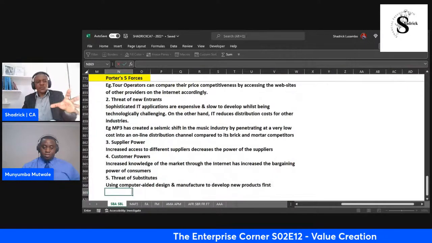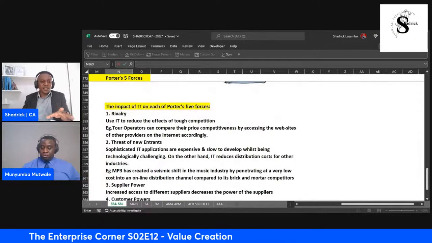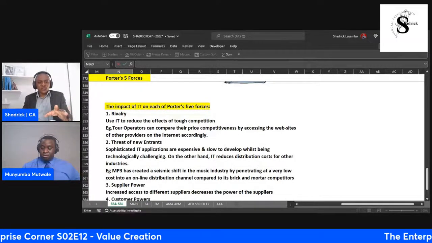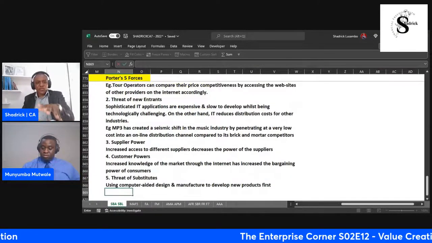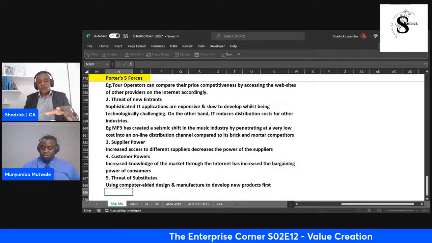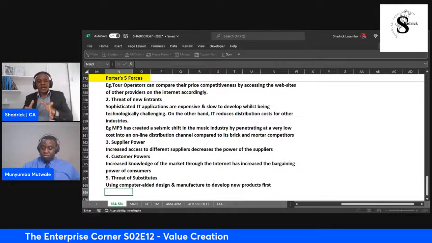Number three, how do you navigate supplier power? So I've talked about number one, the rivalry. Number two, the threat of new entrants. And then number three, supplier power. How do you navigate the supplier power? Of course, one of them is that increased knowledge of the market through the internet has increased the bargaining power of consumers.